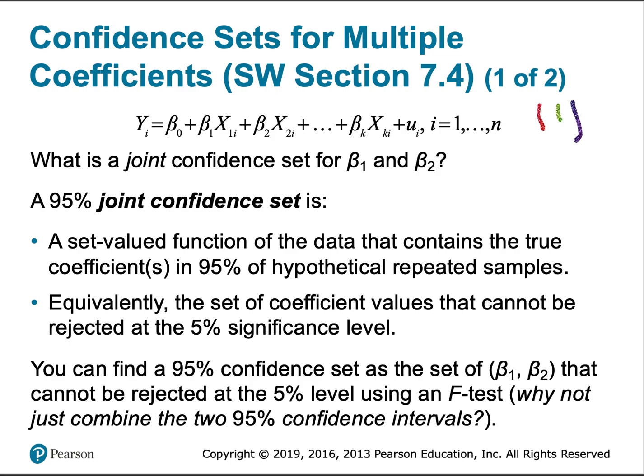Now, what is a joint confidence set? A 95% joint confidence set is a set-valued function of the data that contains the true coefficients in 95% of hypothetical repeated samples. Equivalently, this is the set of coefficient values that cannot be rejected at the 5% significance level. You can find a 95% confidence set as the set of beta 1 and beta 2 that cannot be rejected at the 5% level using an F-test.